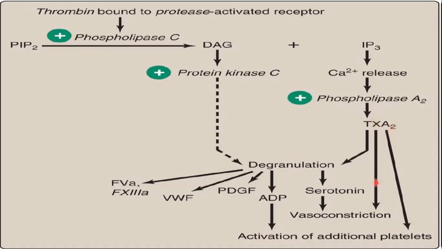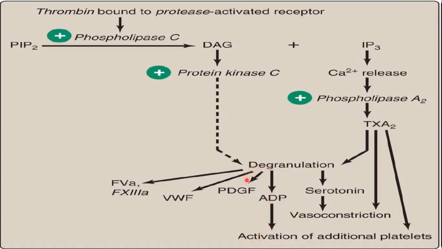Thromboxane has the following physiologic functions: platelet activation, vasoconstriction, and it will also augment the degranulation from the dense granules. We will get serotonin, which will also cause vasoconstriction, and also from the dense granules ADP, which will cause platelet activation.